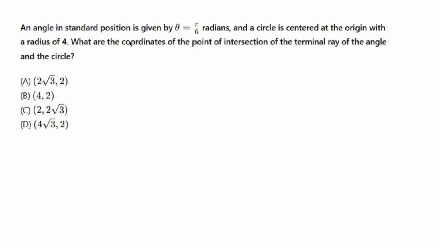An angle in standard position is given by theta equals pi over 6 radians, and the circle is centered at the origin with a radius of 4. What are the coordinates of the point of intersection of the terminal ray of the angle and the circle?